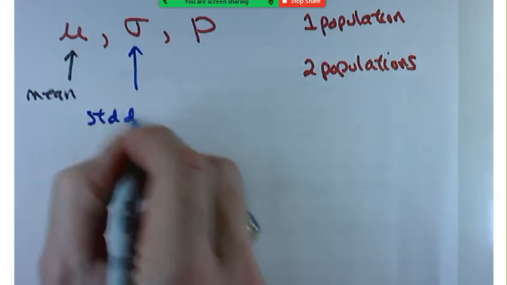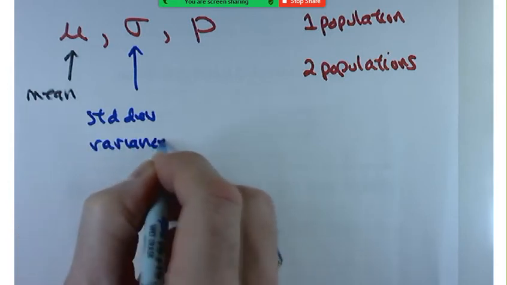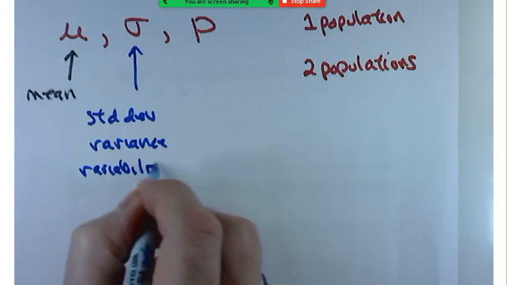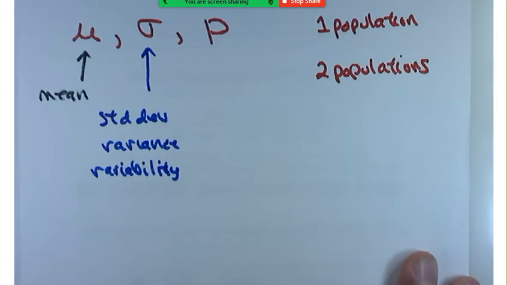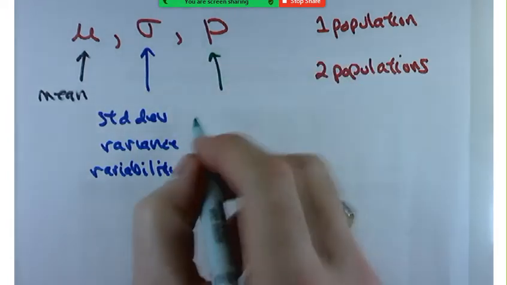Standard deviation. Good. You always also see variance or variability. So there's a lot of ways you can refer to this parameter. You don't necessarily have to refer to it directly by saying standard deviation. And likewise with P. What does P stand for in this one? Yeah, it's proportion.